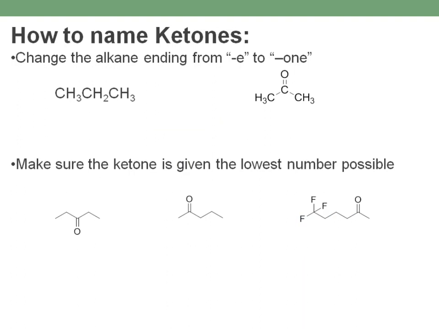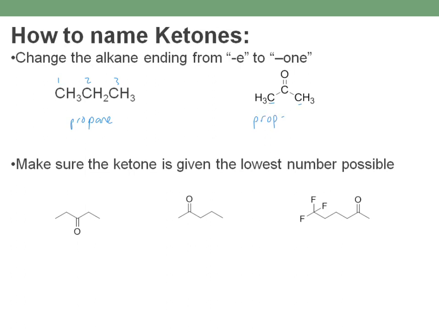So when you want to name a ketone, you just take the alkane name that you'd normally give it and you change the E at the end of that alkane name to -one. So for example, we have 1, 2, 3 carbons here, so this would be propane. And if I want to name this molecule where I have a ketone, because I have a carbonyl with a carbon on either side of it, same thing.